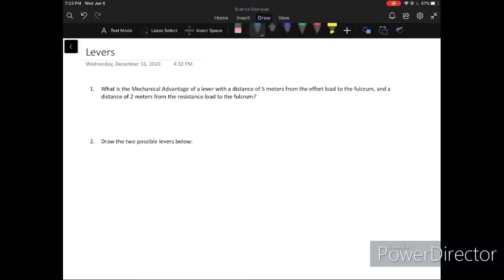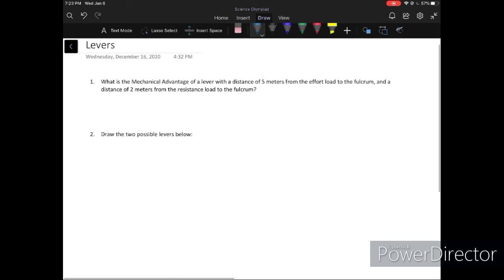So now we're going to go ahead and do an example for the mechanical advantage of a lever. What is the mechanical advantage of a lever with a distance of 5 meters from the effort load to the fulcrum and a distance of 2 meters from the resistance load to the fulcrum? Well, right off the get-go, we can write down our equation for the ideal mechanical advantage of a lever. So the ideal mechanical advantage is equal to the length or the radius or the distance from the effort load over the length or radius or distance to the resistance load.